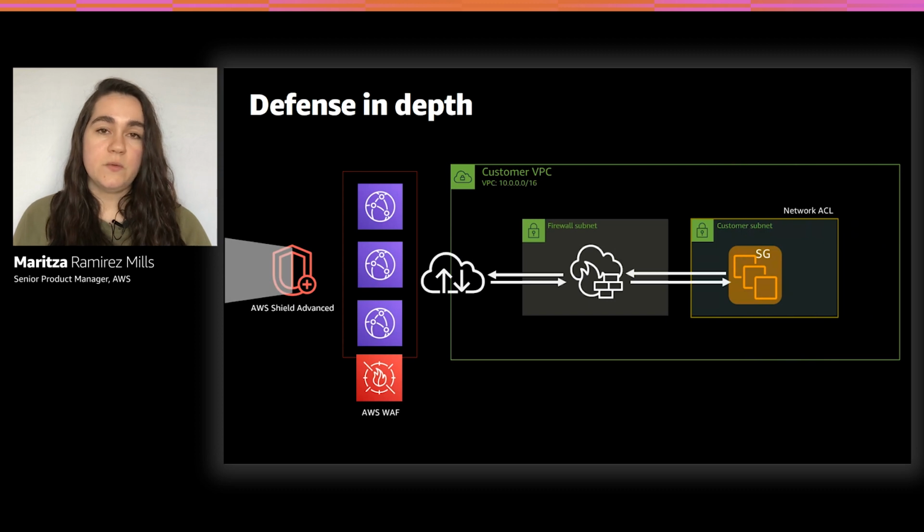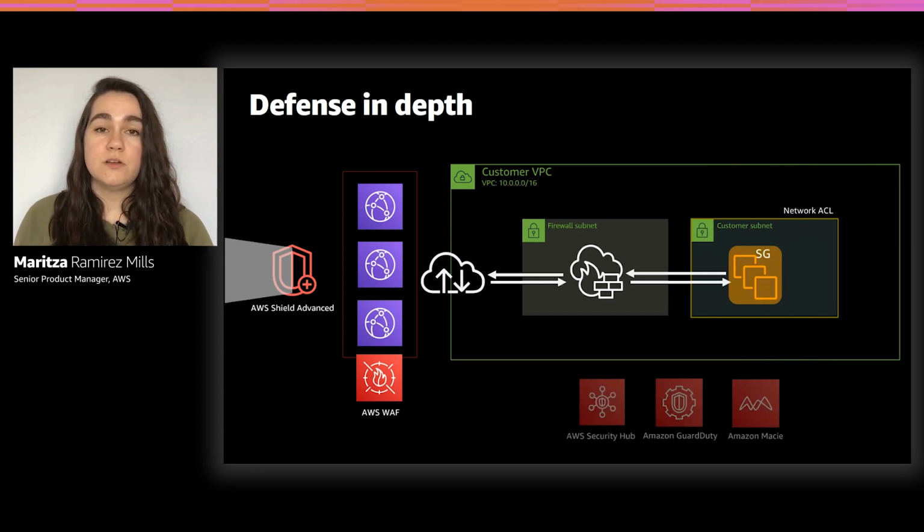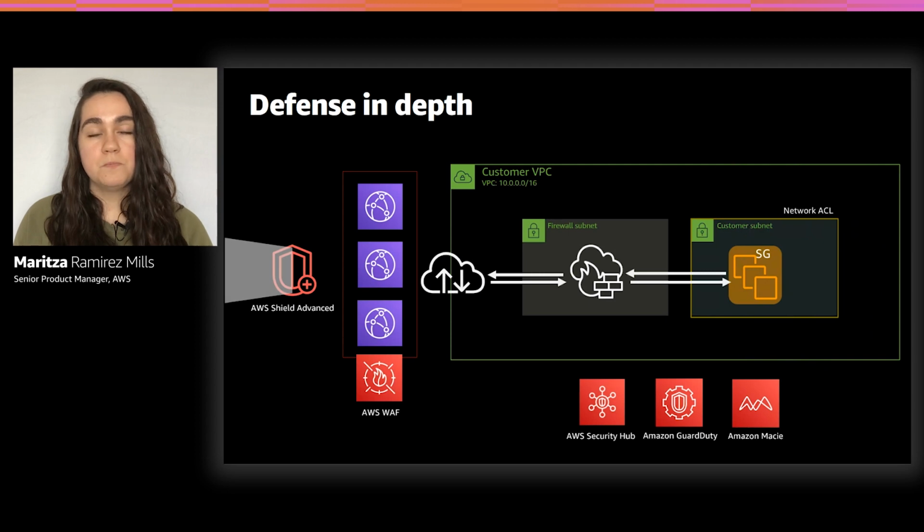In addition to these network and application controls, AWS offers multiple other comprehensive security controls for things like intelligent threat detection on AWS using Amazon GuardDuty, the ability to discover and protect sensitive data using Amazon Macie, as well as the ability to centralize all these security findings and alert in AWS Security Hub.